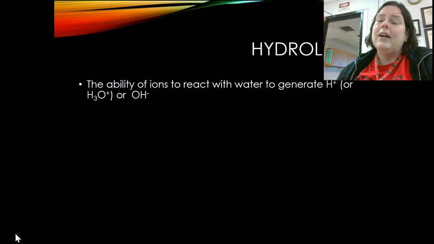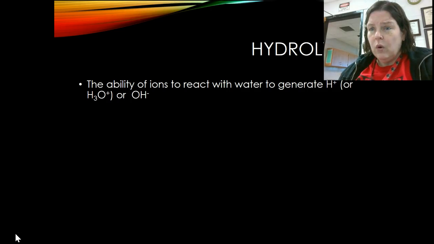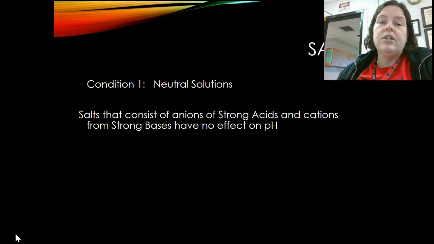So hydrolysis is the idea or the ability of a salt, an ionic compound, when dissolved in water, to generate H plus or OH minus because they dissolve. So their ions can help generate more H plus or OH minus from the water. So conditions. Condition 1, neutral solutions.